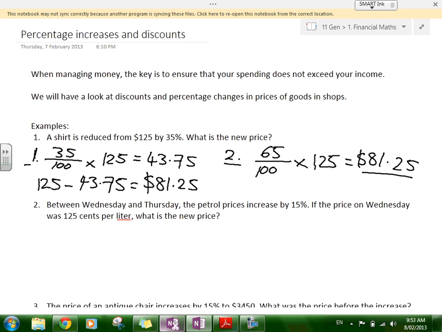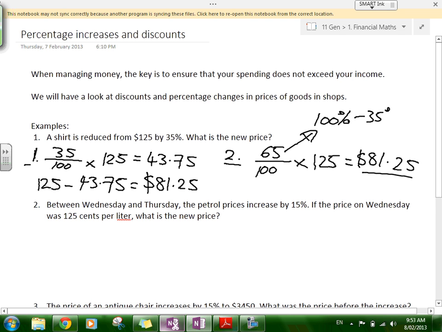Okay, so 65 is 100% minus the 35%, this one, equals 65. Okay, so we were saying, okay, well, if you take away 35% of the price, what's left over is 65%. Okay? Alright, moving on. Just move down a little bit.